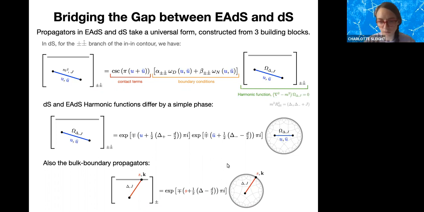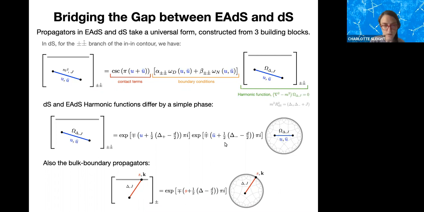If you take the boundary limit, you get bulk-boundary propagators, and by definition, these are external legs. The Mellin representation is described by a single external Mellin variable s. And for a given boundary behavior, which I just call delta, a bulk-boundary propagator in de Sitter is given by its counterpart in Euclidean AdS, multiplied by a very simple phase of the same type, where again, the sign of this phase depends on the branch of the in-in contour that this point here in the bulk is sitting on.